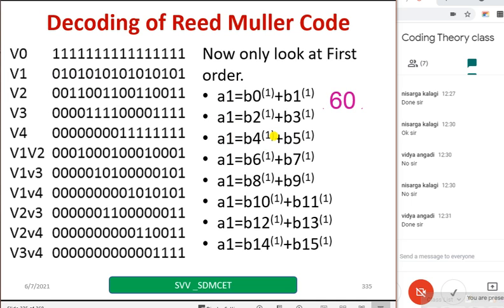Take one line from this. Similarly, you have to do it for A2, A3, A4. I need a separate 1 hour just to discuss the Reed Muller code because it takes time.